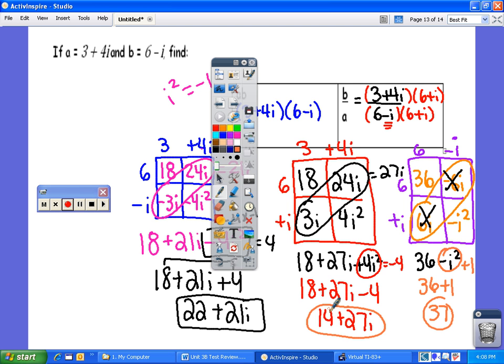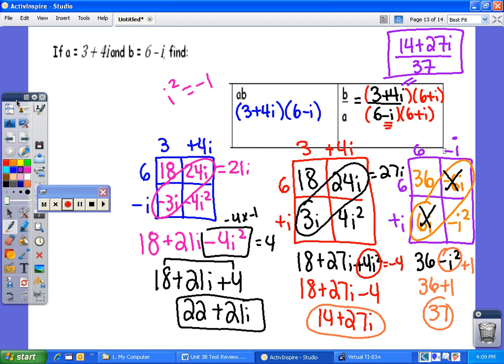So now that you have your numerator and your denominator, your final answer for this question is 14 plus 27i all over 37. Notice we have no i's in the denominator. Only thing is you have to see if you can reduce, and you can't. There's nothing in 37 that will go into 14 and 27. Alright, so ponder on this for a minute.